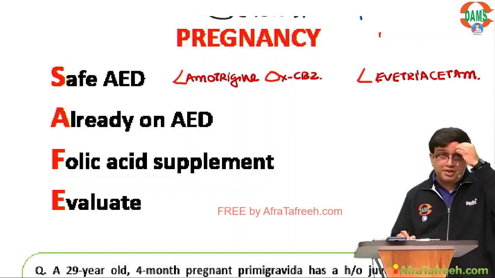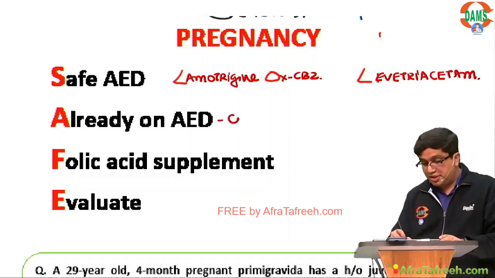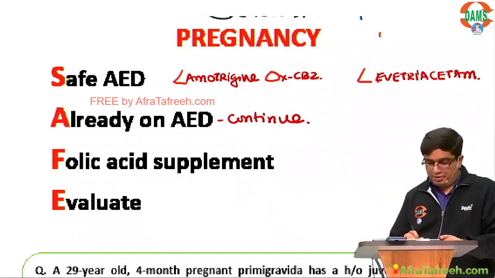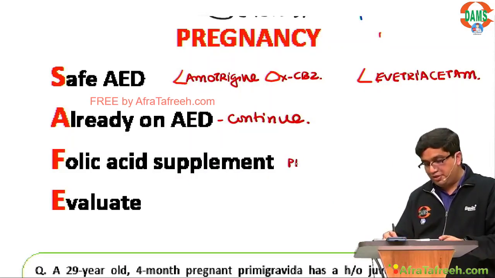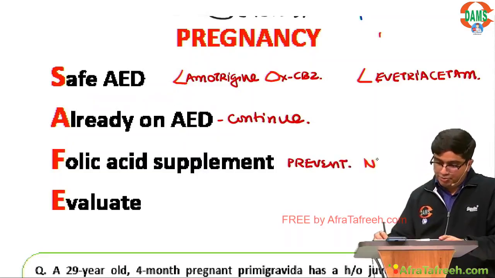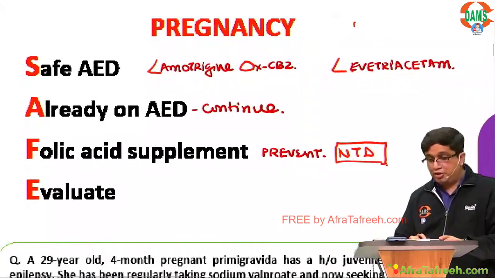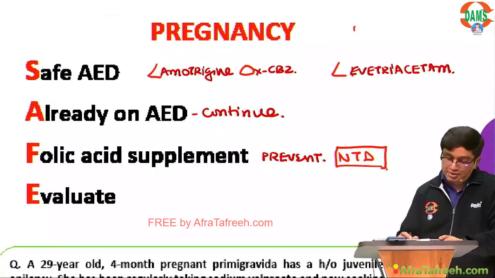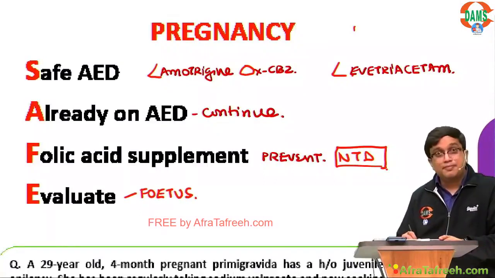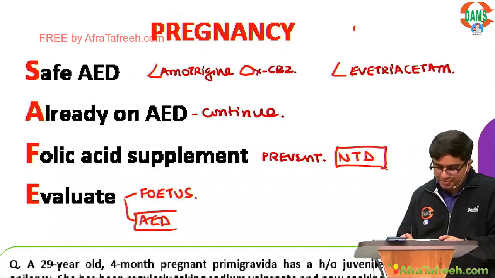If already on an anti-epileptic drug, please remember to continue the drug along with the folic acid supplement. That is important to prevent what in a pregnant female? A neural tube defect that could happen. Evaluate what in pregnancy? Two things. Evaluate the fetus for any congenital malformation if they are developing. Secondly, evaluate the anti-epileptic drug with the serum levels.